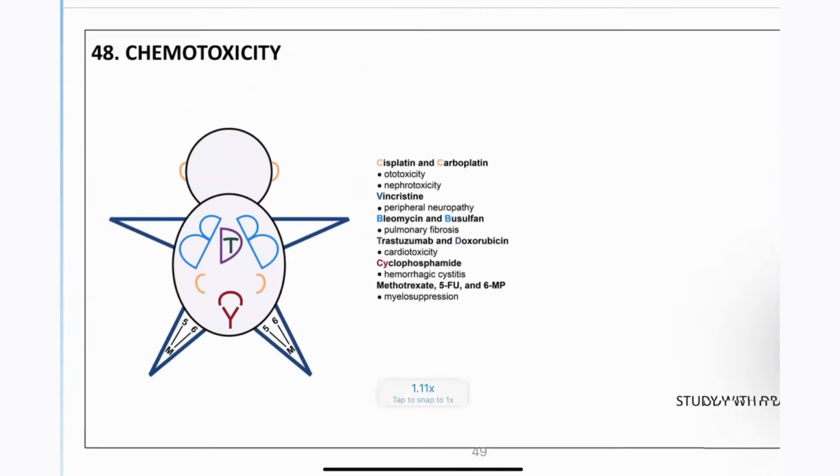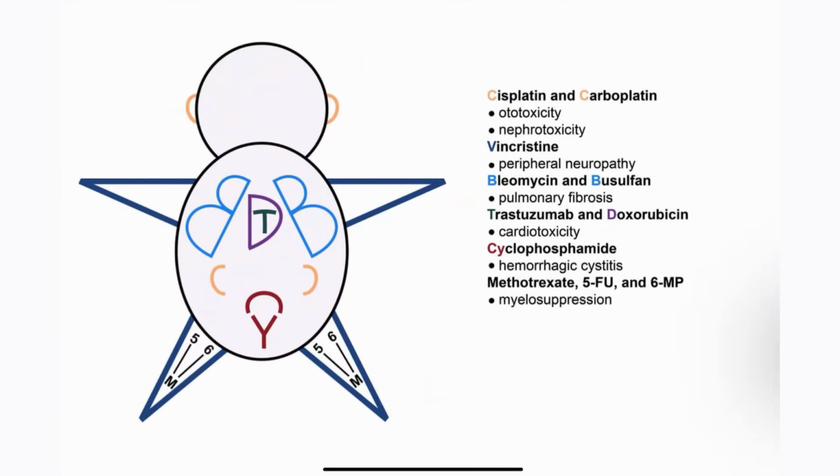Next, chemotoxicity. Just by this picture, you have to remember the C which will be seen with the kidney and also the ear. So carboplatin and cisplatin will cause ototoxicity and nephrotoxicity. Vincristine, here you can see these are the limbs, and V for peripheral neuropathy.